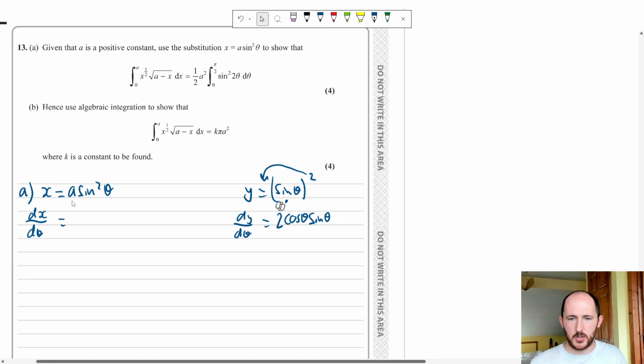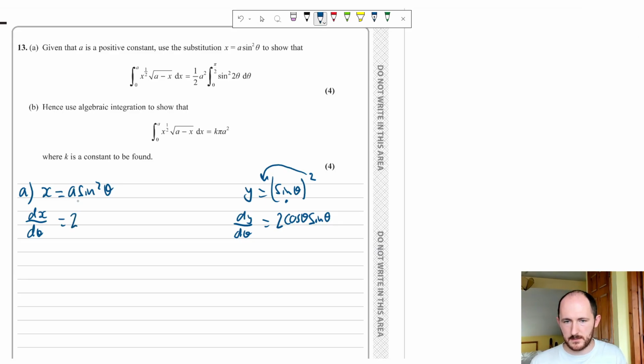So this becomes 2a cos theta. Do we want to keep the sine theta there? You know what? It doesn't really matter which way around we write it. It's all good. And since we know we're going to sub it in for dx, let's just times the dx over.